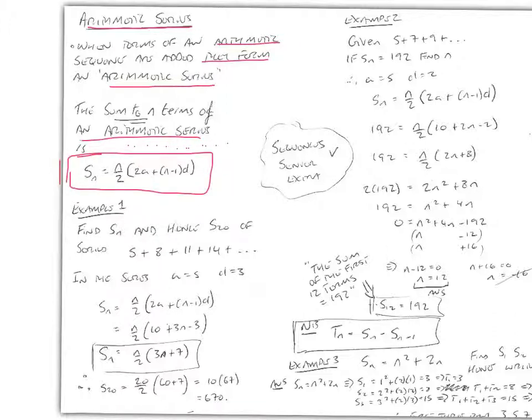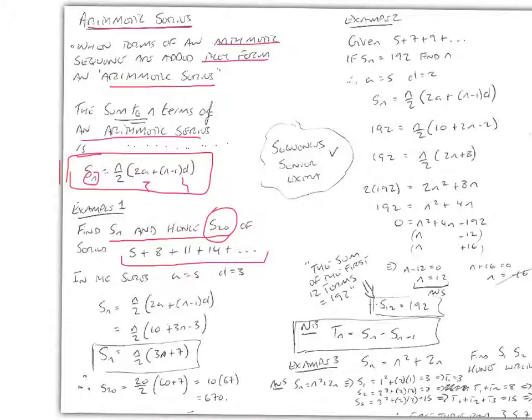The sum of the first 5 terms, if n was 5, would be equal to 5 over 2 times 2 times the first term plus n minus 1 times the common difference, which we've met, these a and d, before. Okay, so find the sum of the nth term, and hence find the sum of the first 20 terms, S20, of this series here.